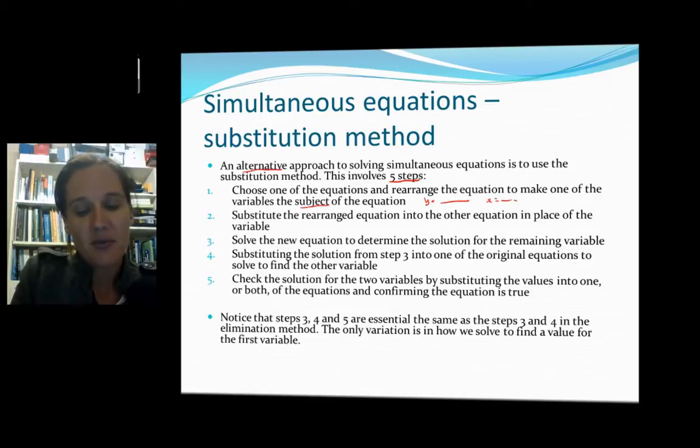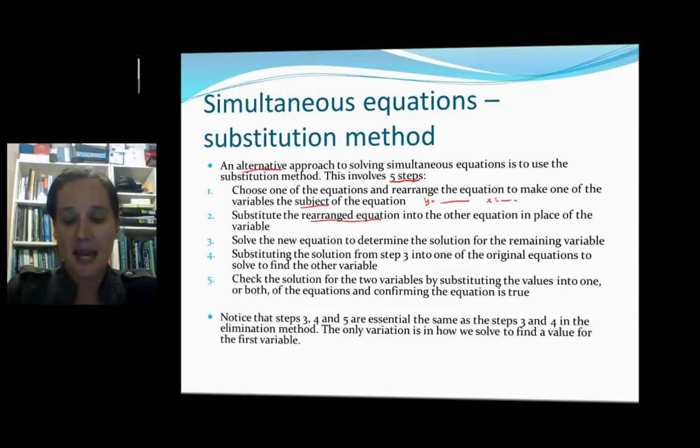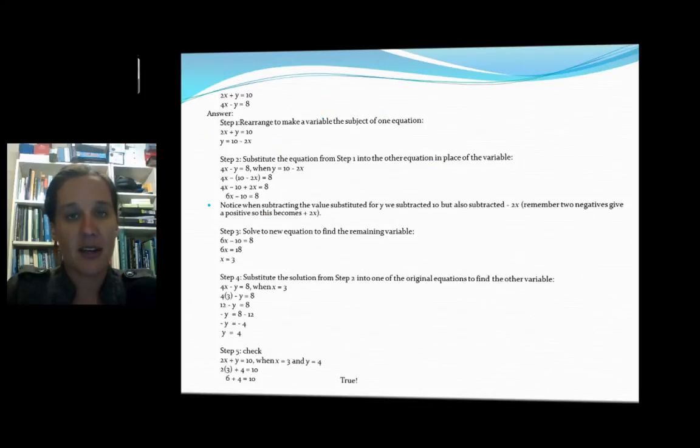Then we substitute this rearranged equation into the other equation in place of that variable. Step 3, we solve the new equation to determine the solution for the remaining variable. Step 4, substitute the solution from step 3 into one of the original equations to find the other variable. Step 5, check the solution for the two variables by substituting the values into one or both of the equations and confirming that the equation is true. Essentially, steps 3, 4, and 5 are the same as what we used in the elimination method. The only variation is how we solve to find a value for that first variable.